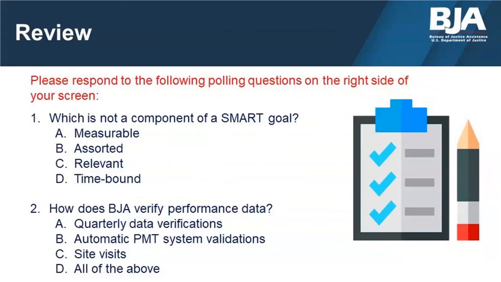Here's your last review. Please enter the final 2 polling questions to the right of your screen before we move on to the Q&A portion of this training. The answer to number 1 is B, assorted. The answer to number 2 is D, all of the above.